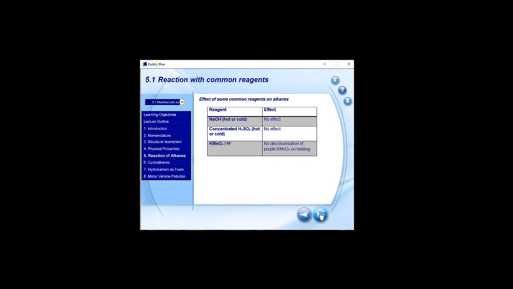As can be seen from the table, alkanes have no reaction with sodium hydroxide, concentrated sulfuric acid, and also acidified potassium permanganate.